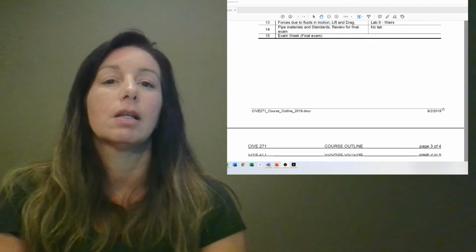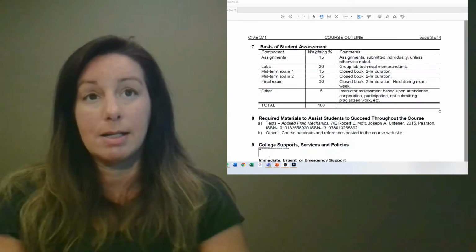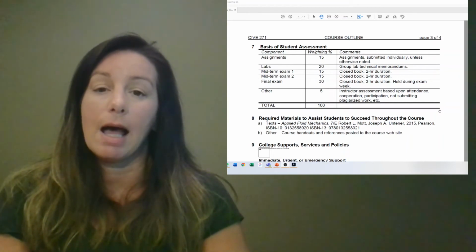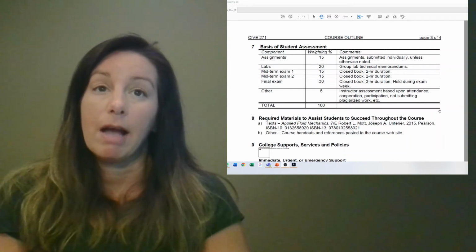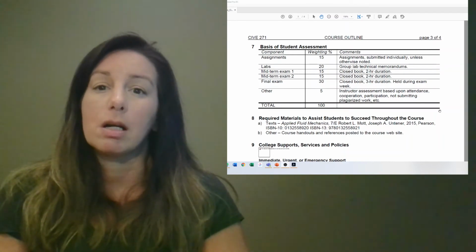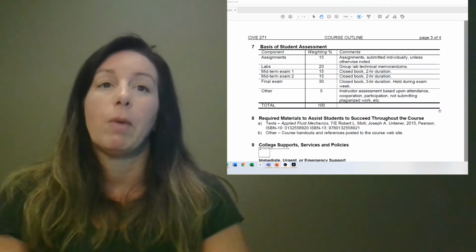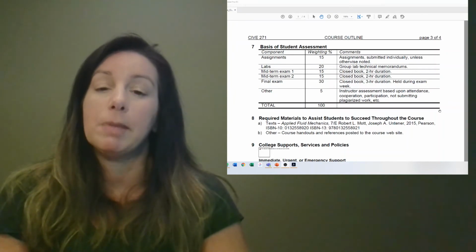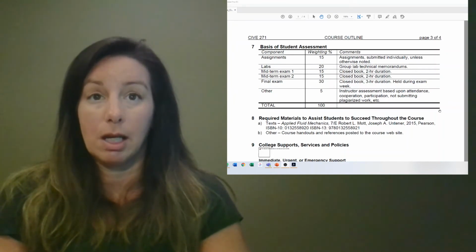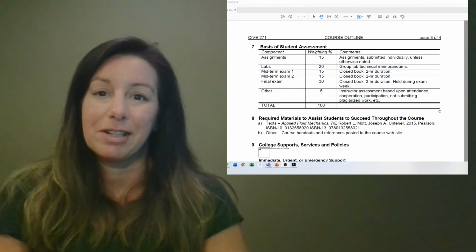so what do we have here? How you're going to be assessed, your grading. The assignments are worth 15%. The labs are worth 20%. You're going to have 2 midterms. This helps to space out some of the marks so that it's not so heavily weighted. Each midterm's worth 15%. There's a final exam that's 30%, and then there's this other 5% instructor assessment. Okay.